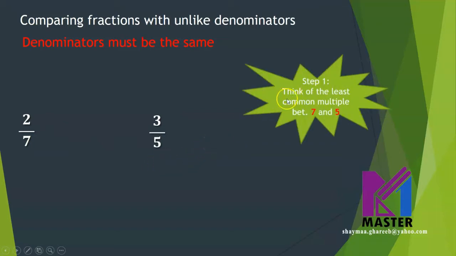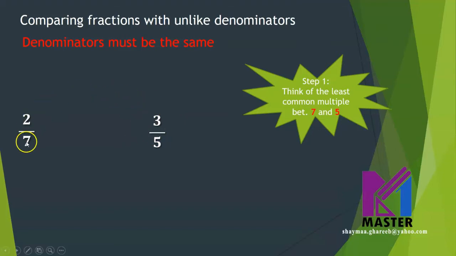I have to think of the least common multiple between the two denominators here. So I need to think of the common multiple between 7 and 5. And it's better to choose the least common multiple or the first common multiple. Okay, so what do you think? How to think of the least common multiple of two numbers?